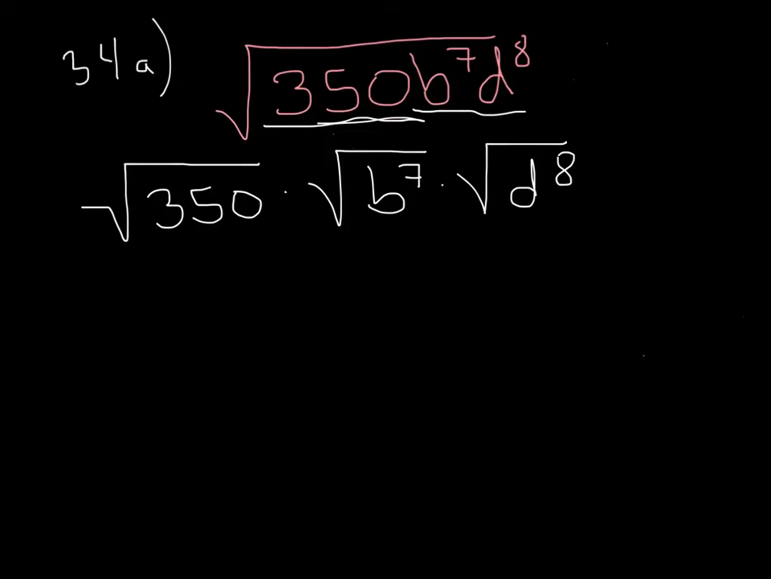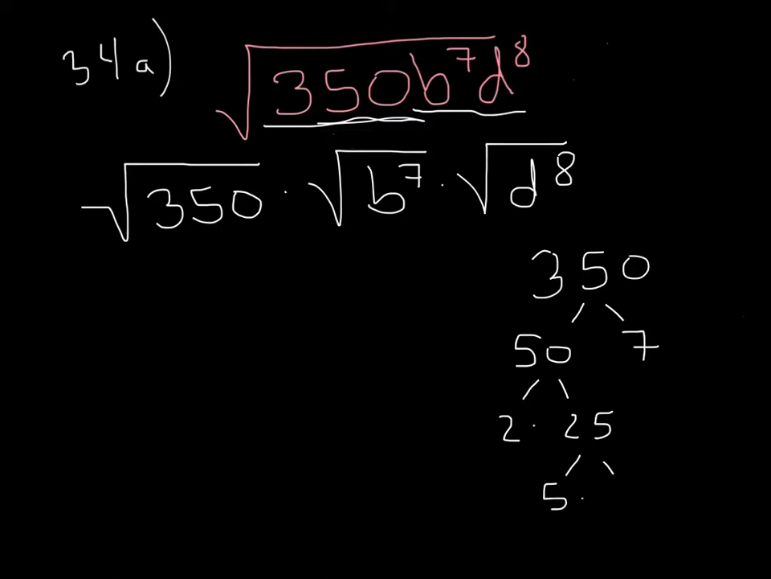So what we want to do is pull out as many perfect squares as we can find in the number 350. So we want to find the factors of 350 to do that. I like to set up a factor tree, and finding the prime factorization of 350 really is the way to go. Right off the bat, I'm going to notice that 50 times 7 is going to be 350, because 7 times 5 is 35. So 50 is 2 times 25, and then 25 is 5 times 5.